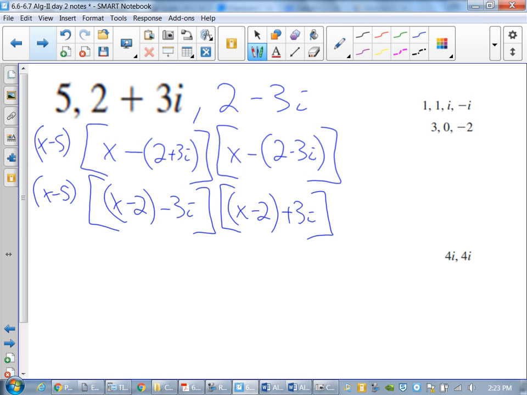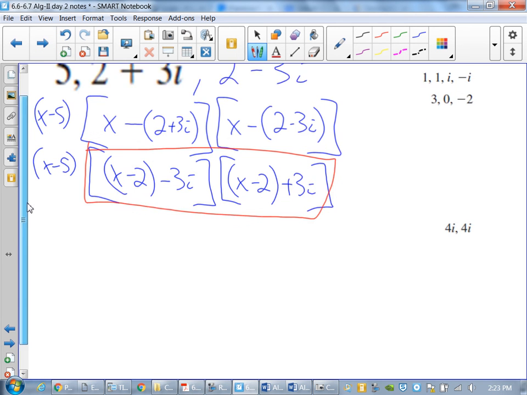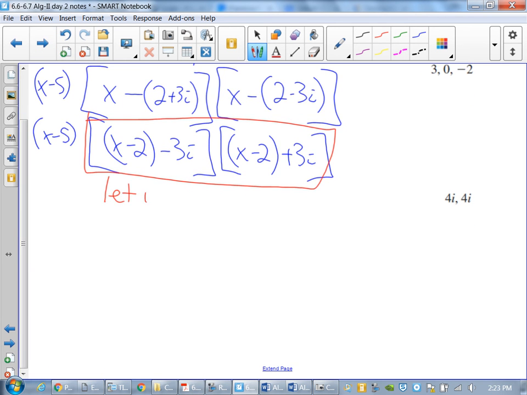For example, this right here is rather messy. But if I use U substitution, it's going to look a lot nicer. All I'm doing is I'm letting this variable u equal x minus 2 for right now. I'm making something that looks like crap look a lot easier. Now it's just a difference of squares, isn't it? U minus 3i, u plus 3i. It's a difference of squares.